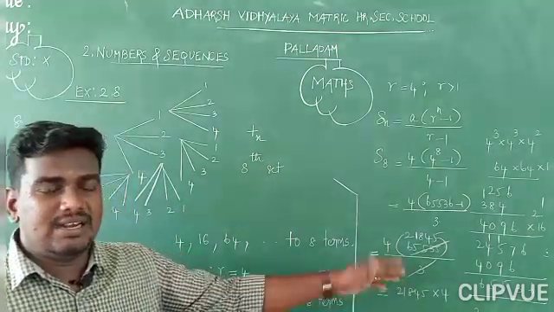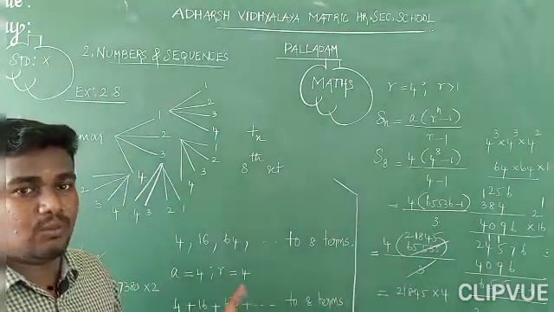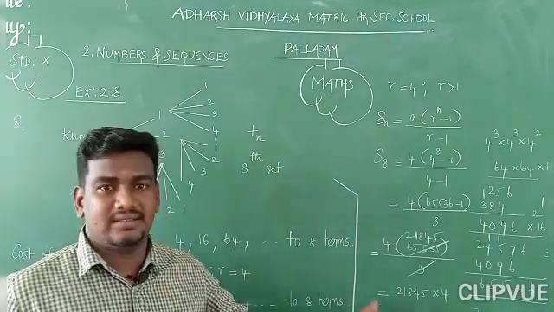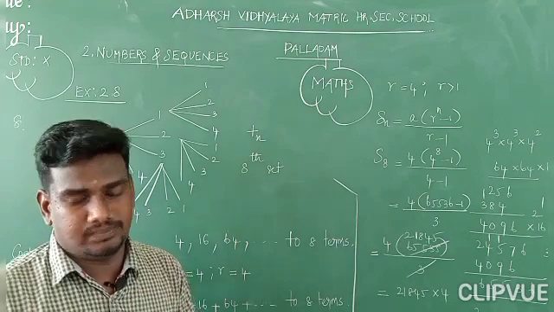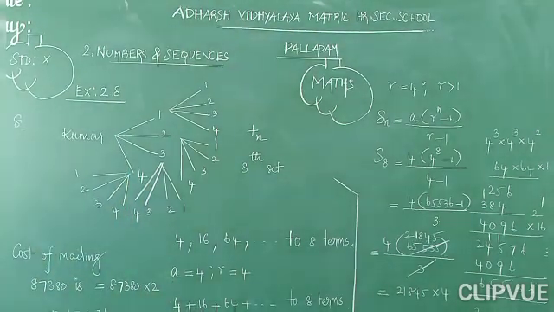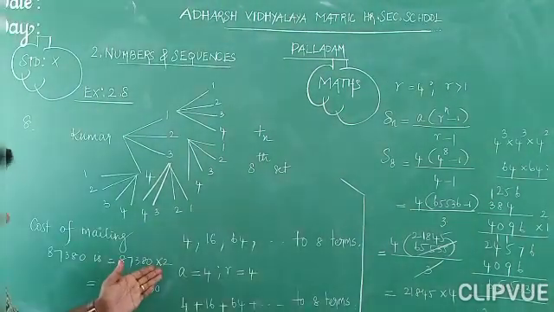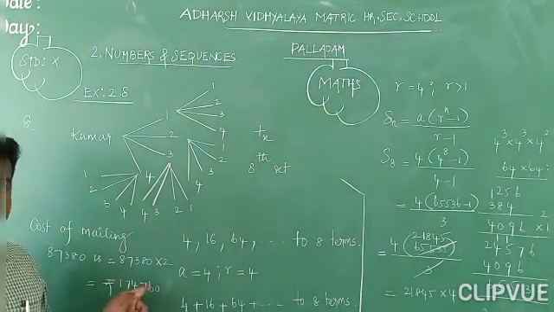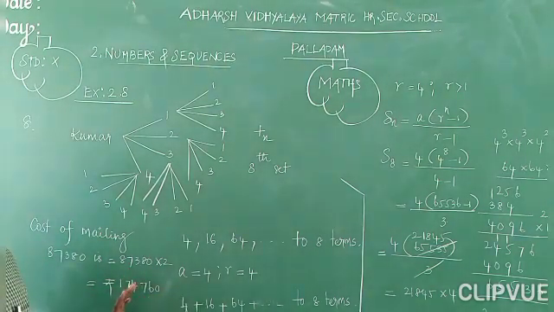After finding that, multiply by 2, because the cost of mailing one letter is rupees 2. So the cost of mailing this many letters is that number multiplied by 2. If you multiply by 2, you get the answer 1,74,760. This is the required answer.